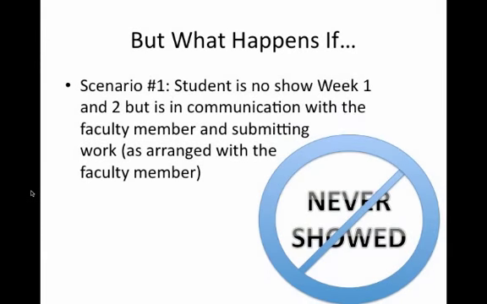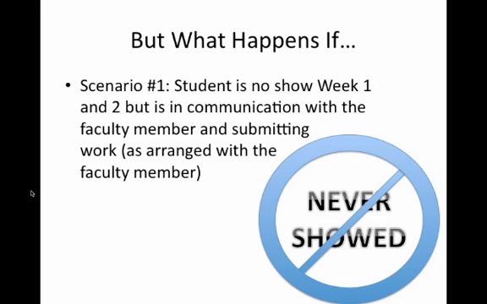But some faculty might be wondering, what happens if a student who doesn't show up week 1 and 2, but is in communication with a faculty member during that time period and submits work? What happens to them? Should we mark them as being absent? They weren't in class. Or should we mark them as being present, even though they never showed up? In this case, if the faculty member presumes that the student is going to show up in the class, they should mark them as having been present.